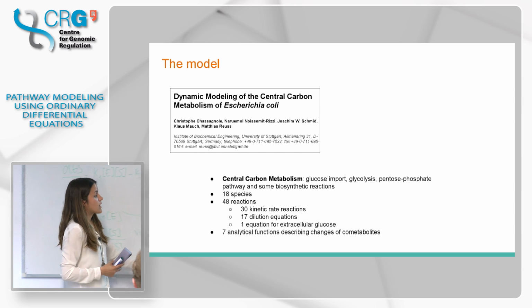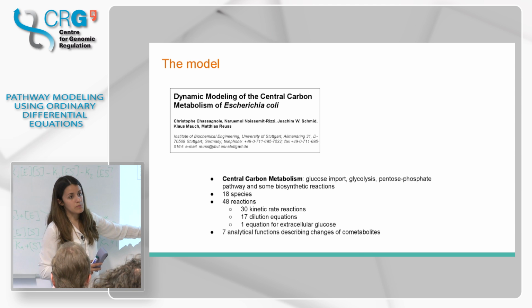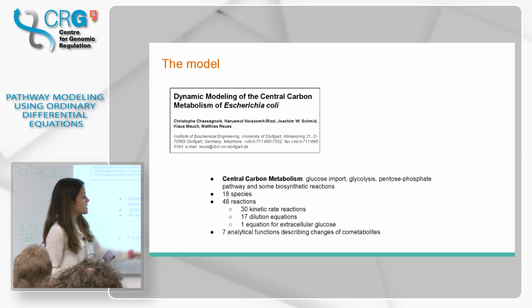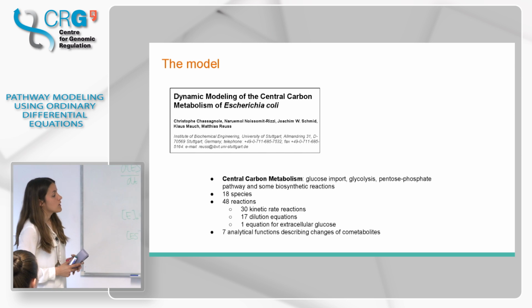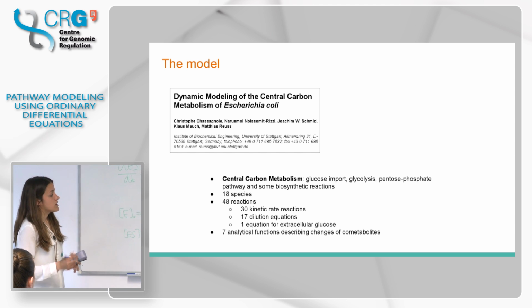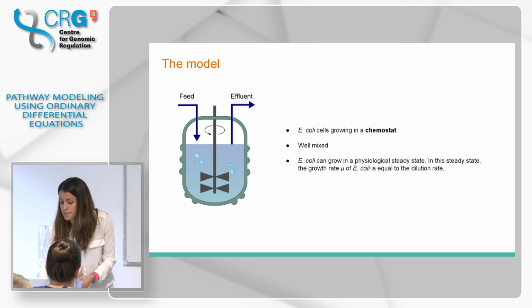And apart from this, we have 7 other functions that are not coupled to the system of ODEs that describe the changes of the co-metabolites like ATP, AMP, ADP, or NADH, NAD, etc. that describe in an empirical manner the changes of these metabolites.